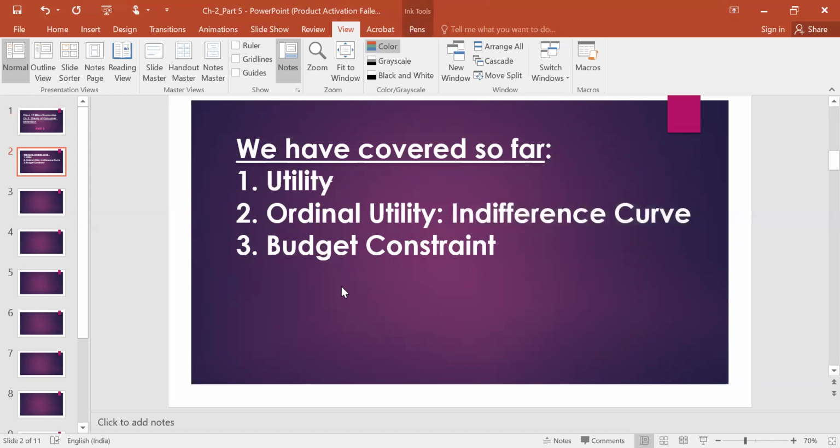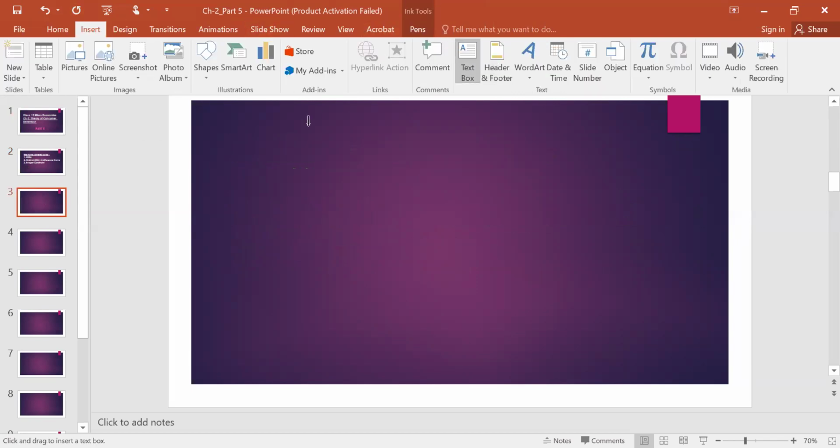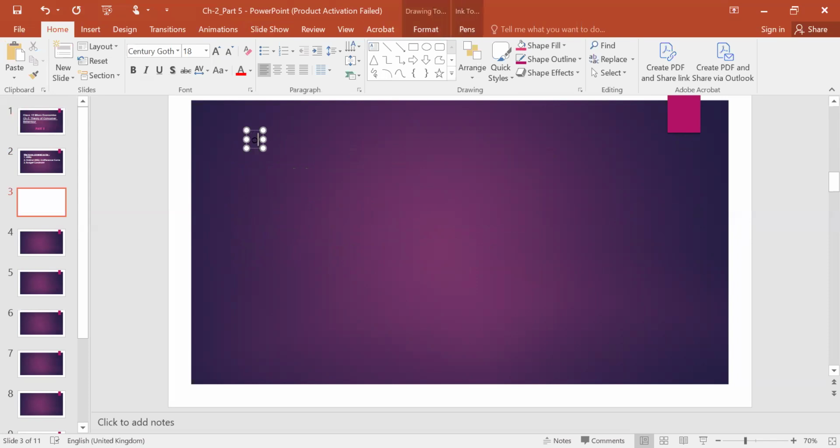Right, now let's continue with the next topic, which we have been waiting for: how does the consumer make the final optimal choice? What is the final choice made by the consumer? The optimal choice by the consumer.